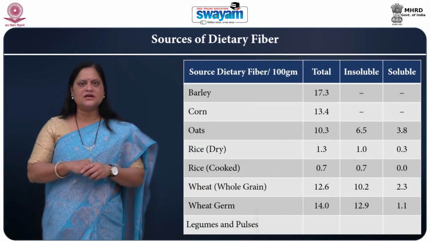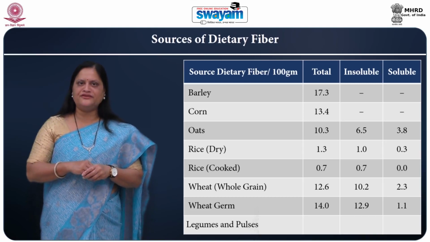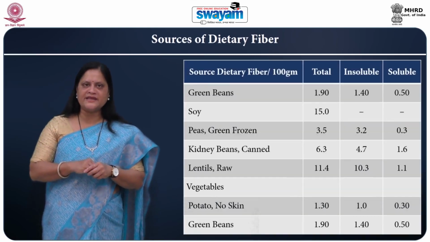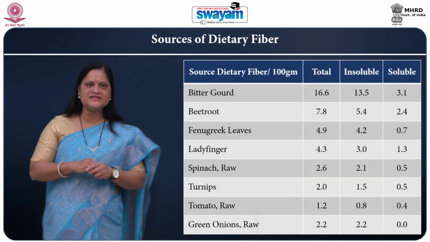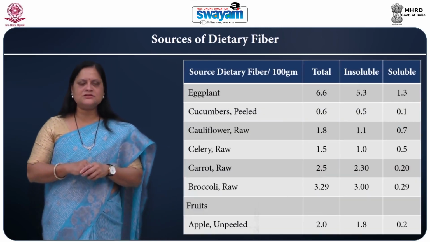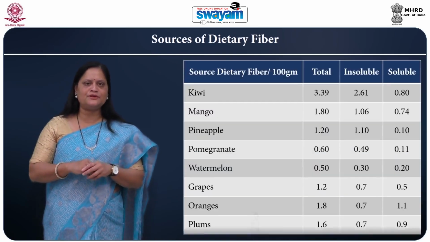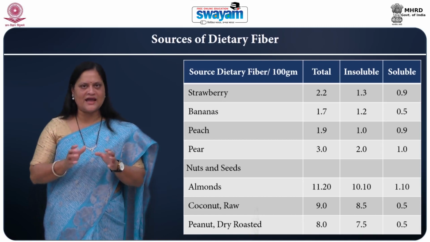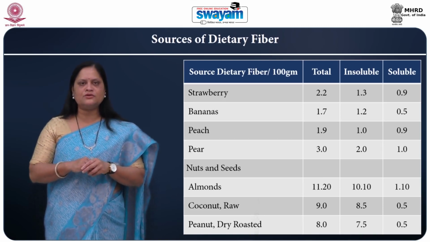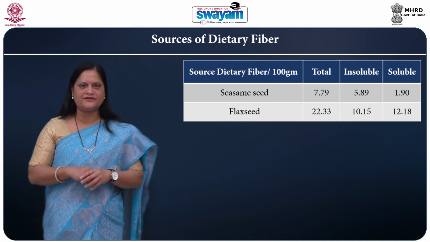The common highest fiber-containing foods are barley, corn, oats, rice, then even wheat germ, legumes, green beans, peas, kidney beans, different types of lentils, bitter gourd, fenugreek, lady's finger, tomatoes, eggplant, cucumber, cauliflower, and fruits like unpeeled apple, pineapple, pomegranate, strawberries, peach, and nuts like almond contain a high amount of fiber. Raw coconut does contain a good amount of fiber. Peanut contains a good amount of fiber, and flax seeds contain approximately 22.3 grams of fiber per 100 grams.